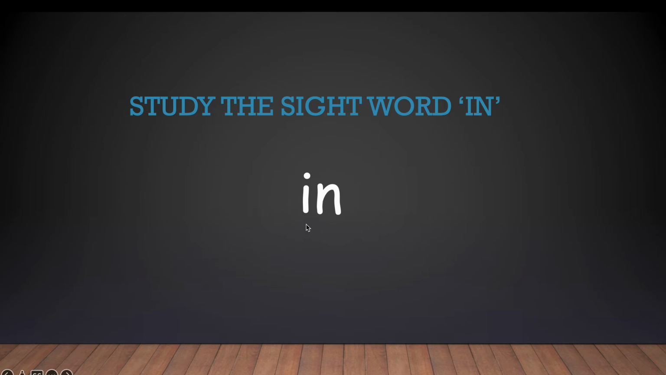Let's study it. Let's spell the word I-N. Let's count how many letters. 1, 2. I see I, that's a vowel, right? And N is a short letter consonant. Let's clap the syllables we hear in the word in. Ready? In. In has one syllable.